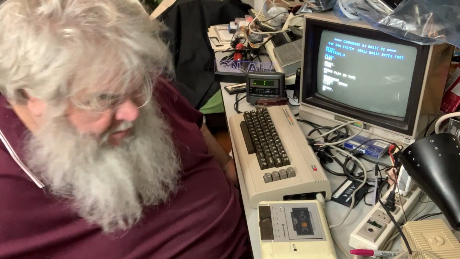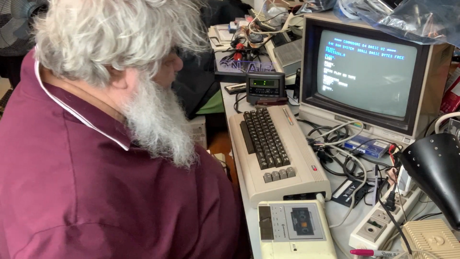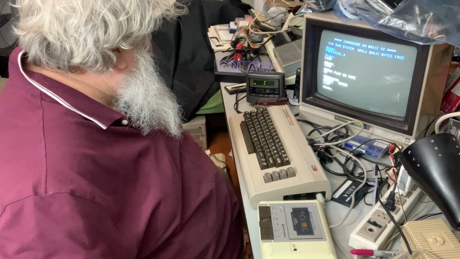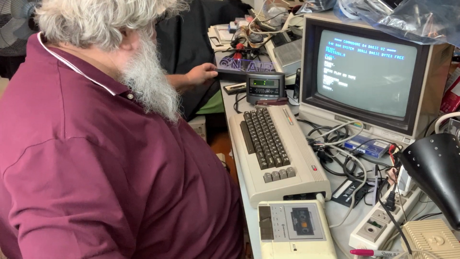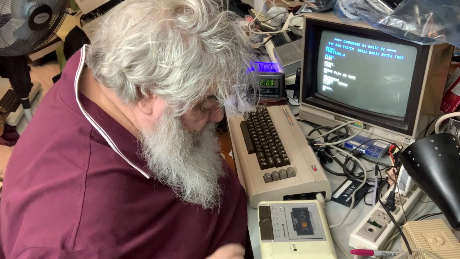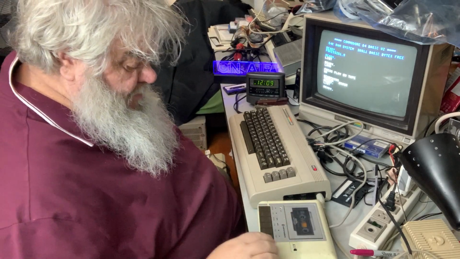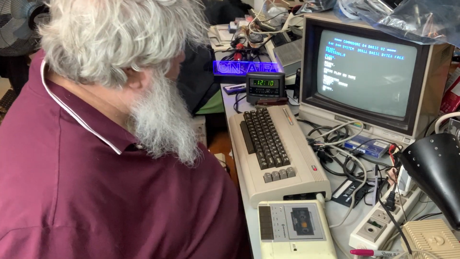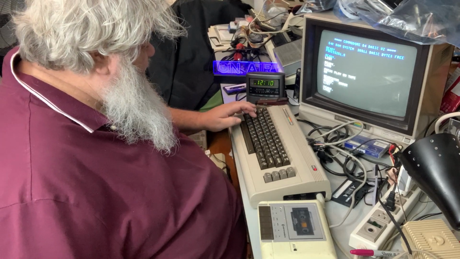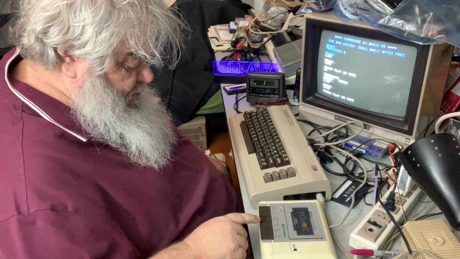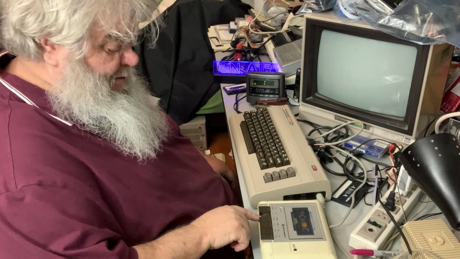Keeping in mind, of course, that these taped up connections, they too could be defective. Let's eject that and look. Yes, we are actually there. We'll reset the counter, and we'll type in load, and we will press play.